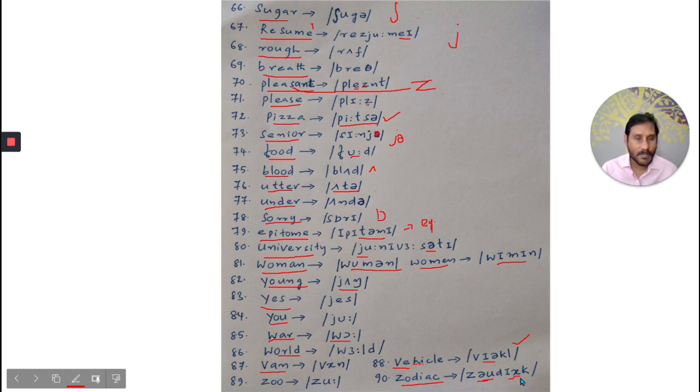Zodiac. So guys, these are our 90 words. Both the spelling and the phonetic transcription are important. These are mostly confused words. If you practice and listen to this one or two times, you will definitely gain great knowledge. This is not an exhaustive list, but I can say it is comprehensive. You can definitely benefit from this video.